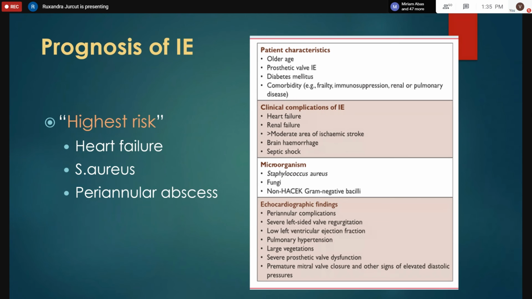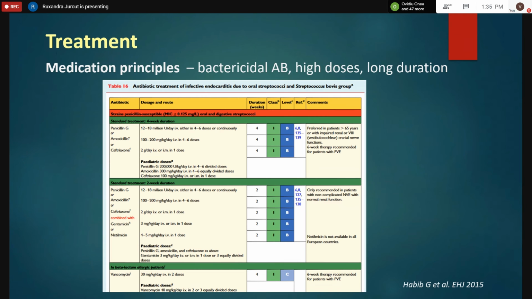Then other patient characteristics that go with bad prognosis, of course, older patients or diabetic patients, patients that have other diseases as well that can go with each other. Patients who have renal failure or pulmonary disease. So all this can go with a bad prognosis.